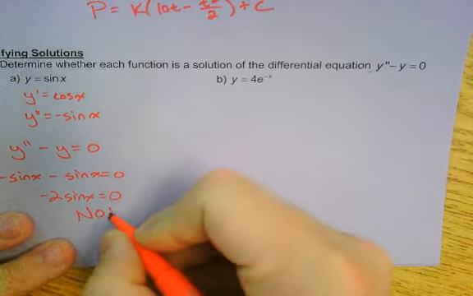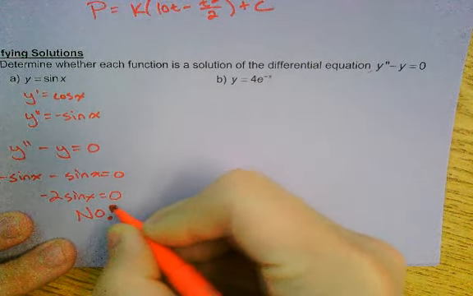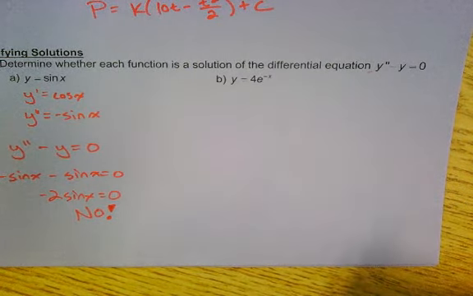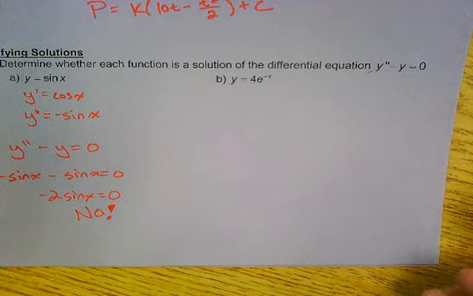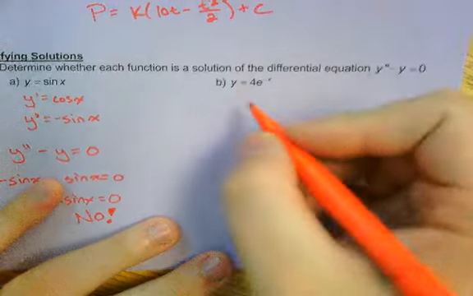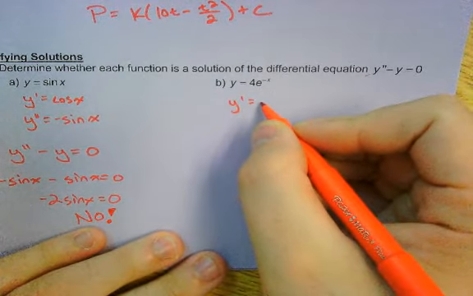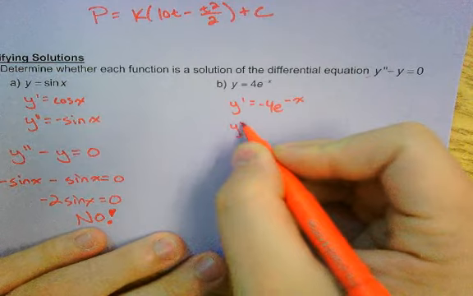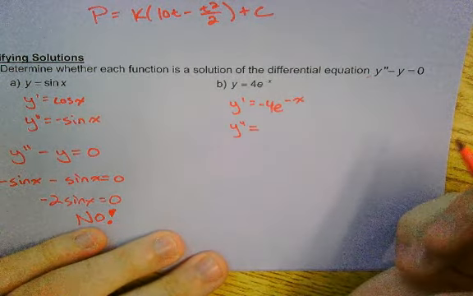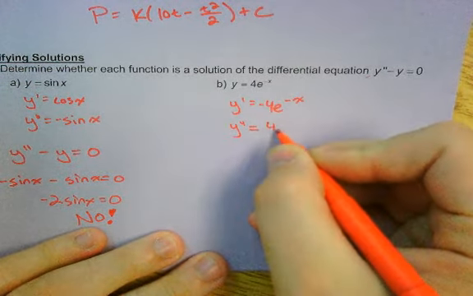All right, what about B? Do you think this one works? I would hope so. It's in the notes. Why would they have one not work? Okay, so let's go through it. So we have y. What's y prime? Negative 4 e to the negative x. Mini chain rule right there. y double prime. Okay, so I have y prime. I have y double prime.